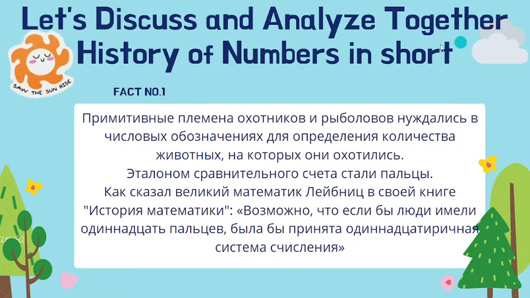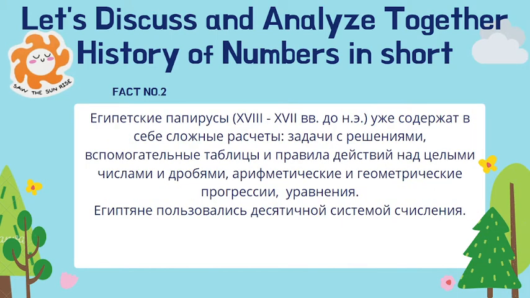And if you see, there is a citation of an outstanding mathematician, Leibniz, who in his book History of Mathematics was writing that it was possible, under the condition people could have 11 fingers, that it would be such a system as the basis of mathematics or arithmetics. Quite interesting.